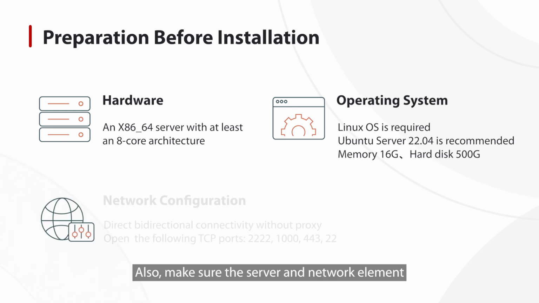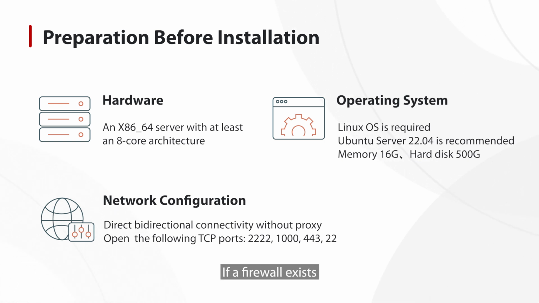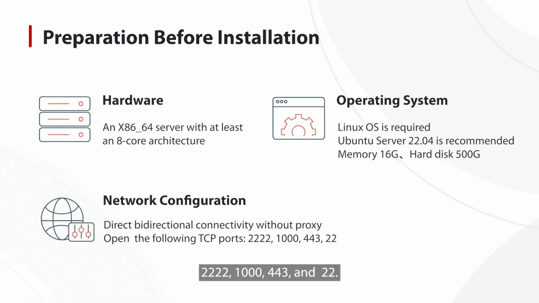Also, make sure the server and network element have direct bidirectional connectivity without proxy. If a firewall exists, the server needs to have the following TCP ports open: 2222, 1000, 443, and 22.